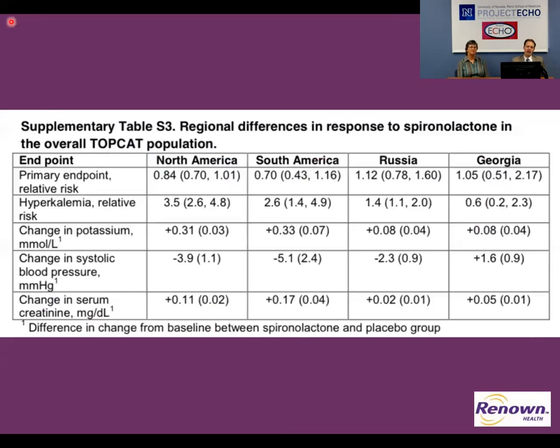It's not in the guidelines, but it's something that works. It's well worked into practice. Most cardiologists are using it.